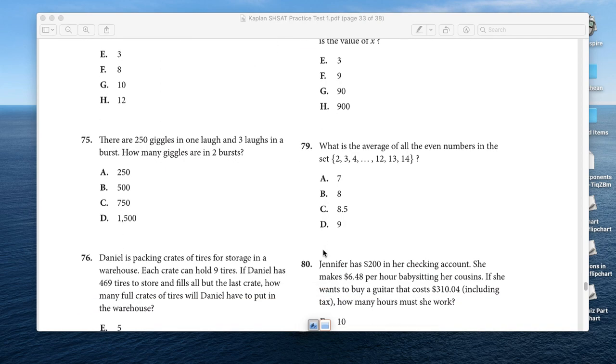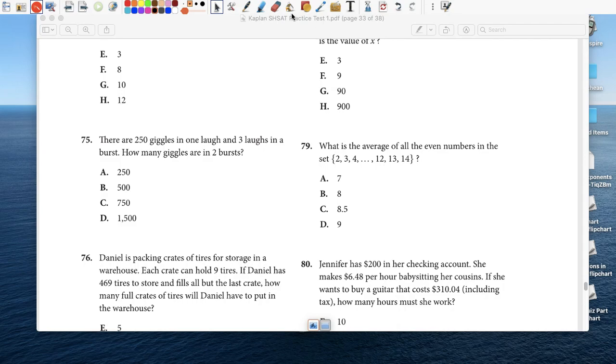79. What is the average of all the even numbers in the set? So all the even numbers. Let's write it down, the even numbers: 2, 4, 6, 8, 10, 12, and 14.